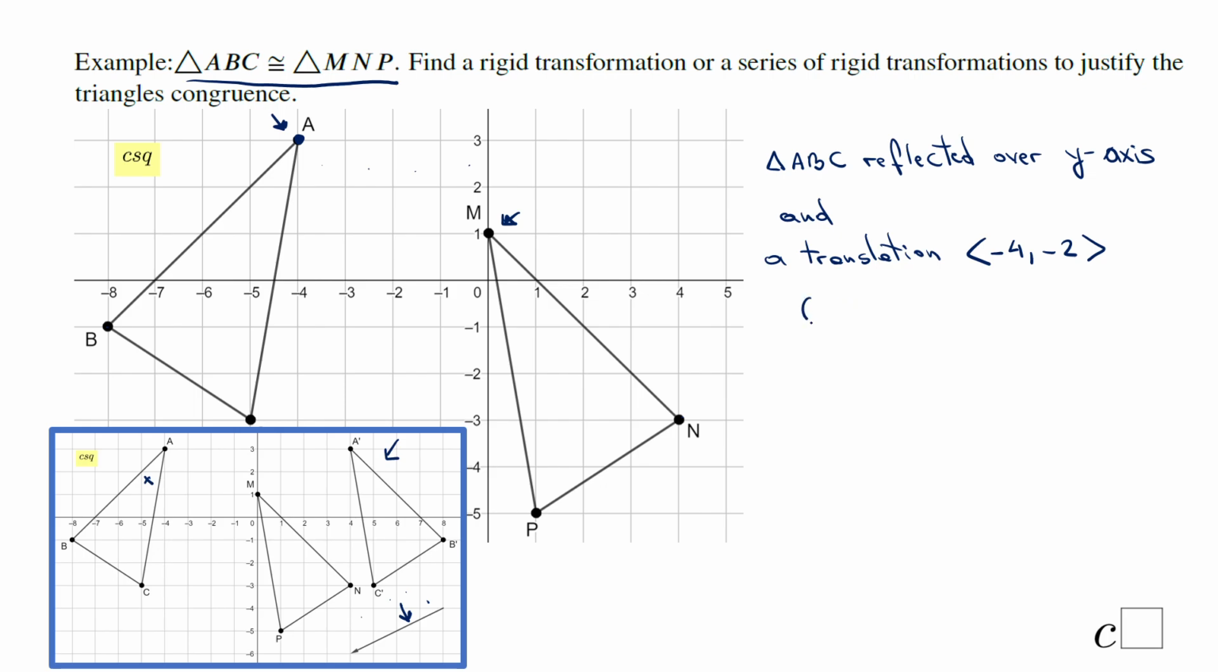Let me write that also in this way: x minus 4, y minus 2. You may see it either way. This is the series of rigid transformations that can justify this triangle's congruence. Is this the only one? No. Remember, you can do some other rigid transformations and get the same thing.